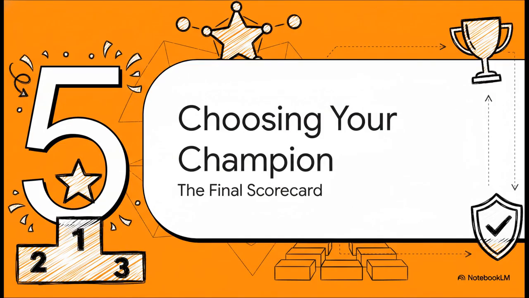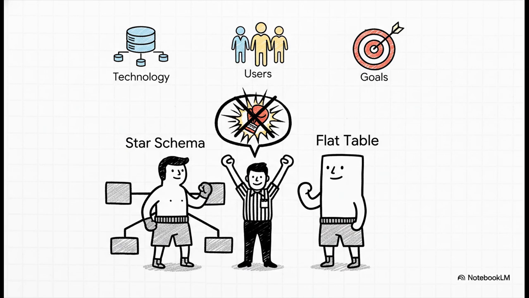So, after all the rounds, after all the back and forth, how do you actually pick your winner? How do you choose the right champion for your data needs? Let's break it down with a final scorecard. Look, if there is one thing you take away from all this, let it be this. There is no single right answer. There's no knockout punch. Anyone who tells you to always use a star schema or always flatten your tables is missing the most important part of the picture. The best choice is a strategic one that depends entirely on your tech, your users, and your goals.